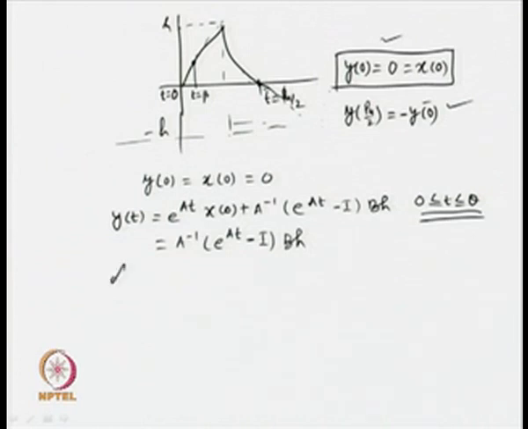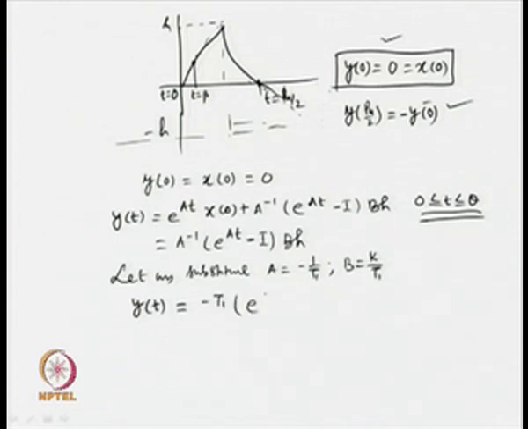Let us substitute the a, b, c we have got. So, substituting a is equal to minus 1 upon T 1, b is equal to k upon T 1, we get the output expressed in the form of minus T 1 e to the power minus t upon T 1 minus 1, b is k upon T 1 h. So, which becomes k h times 1 minus e to the power minus t upon T 1. So, this can be plotted now.